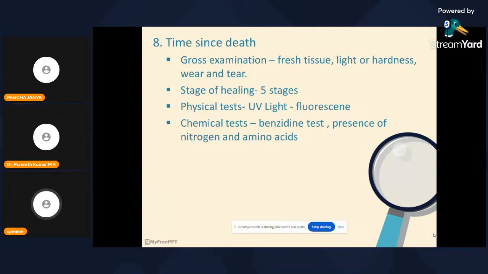In a fracture, healing will have 5 stages. Based on those stages, we can also estimate the age of a person, or identification of a person can be done. Physical test: UV lights, that is fluorescence.